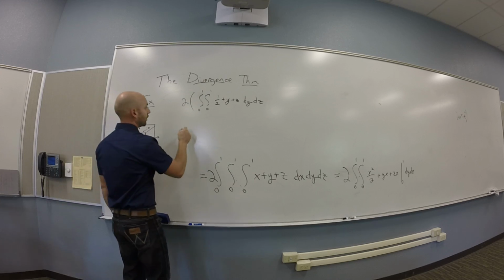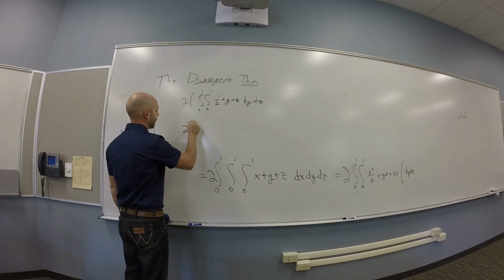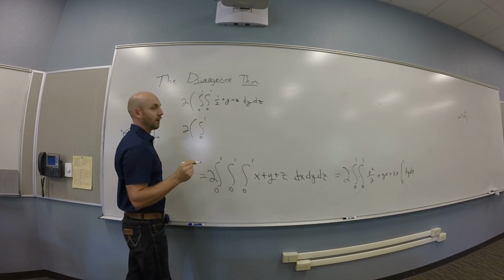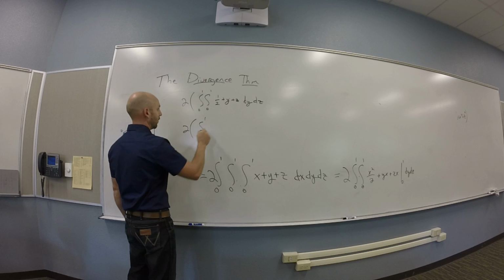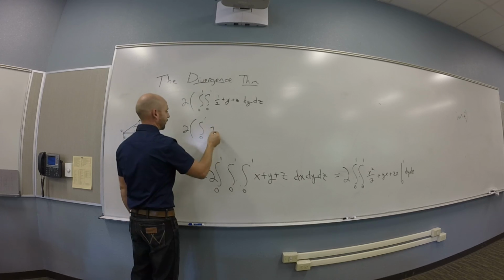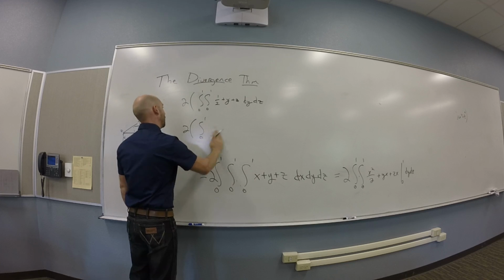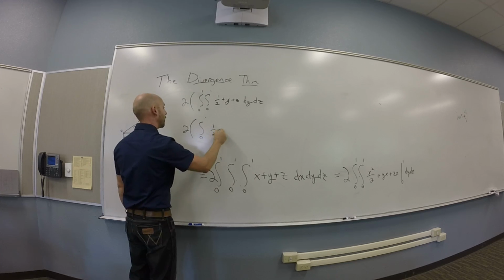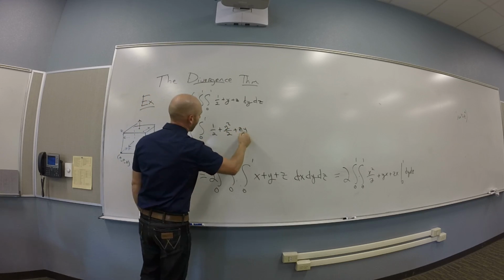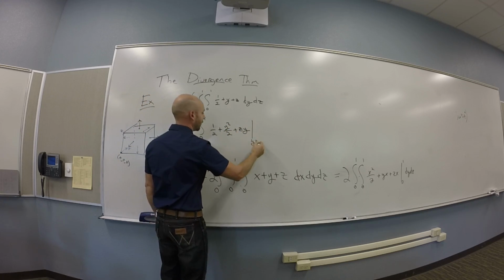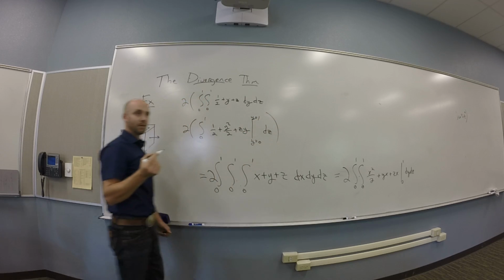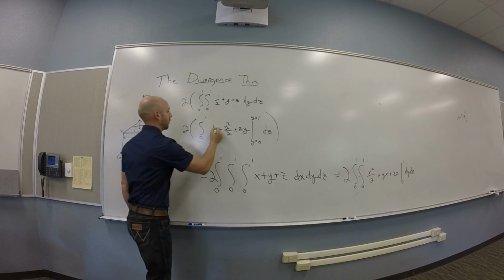So that's 2 times the integral from 0 to 1 of 1/2 plus y squared over 2 plus zy, evaluated from y is 0 to y is 1, integrated dz. I know we missed the y, but the y ends up equaling 1.